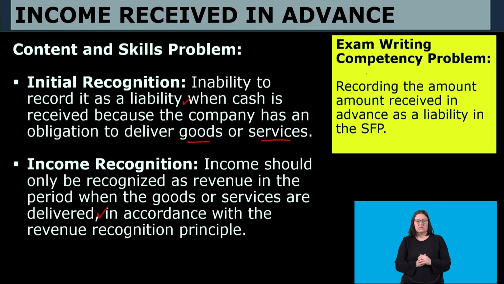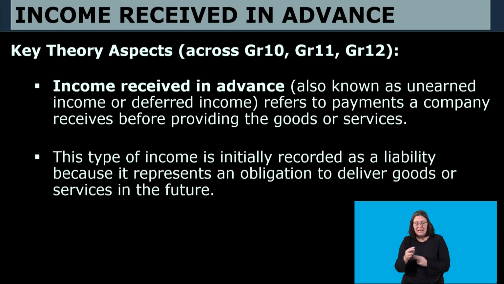Okay. And then, here are some of the competency problems that you may find. Recording the amount received in advance as a liability in the statement of financial position. So you have to be able to record it in the statement of financial position as a liability. What is income received in advance? Also known as unearned income or deferred income. It refers to payments a company receives before providing the goods or the service.